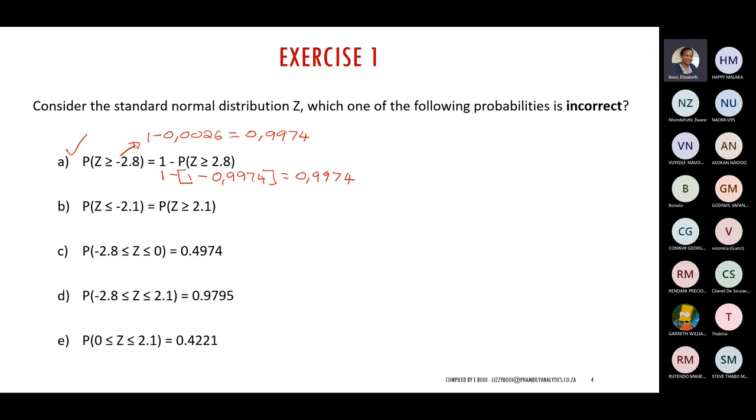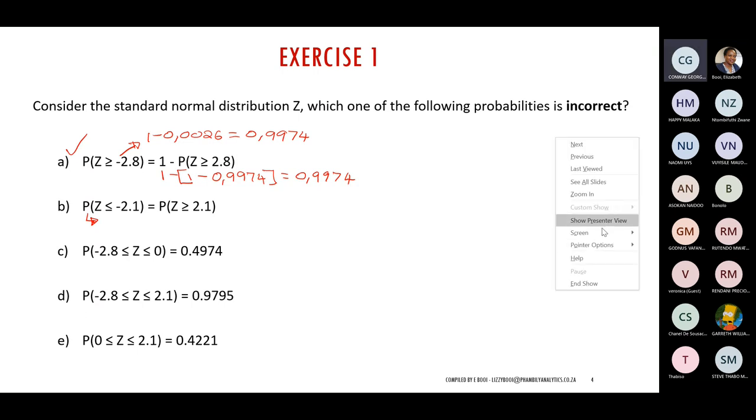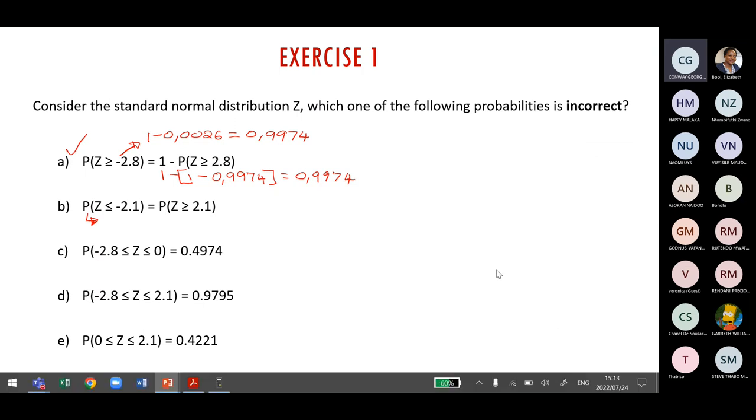So how do we answer number B? We would go find on the normal distribution table both negative 2.1 and 2.1, and then because we have a greater than, we do 1 minus, and then see if the results are the same. Okay, so on the left hand side, what is the probability when you go to the table and look for minus 2.1?